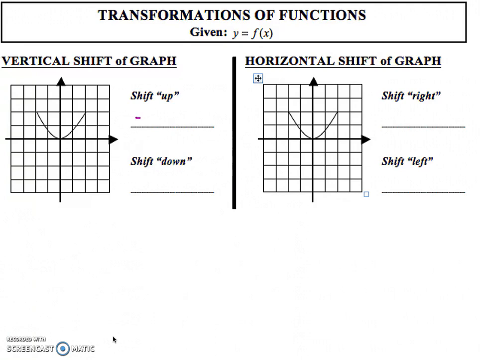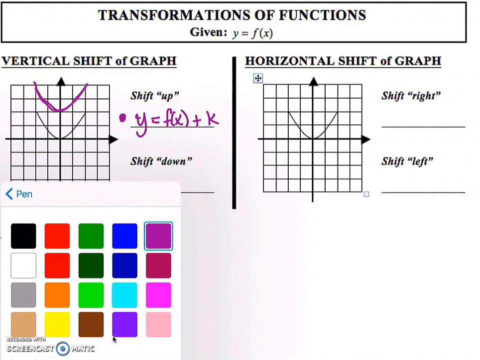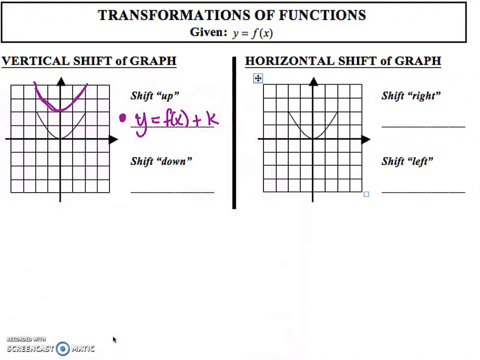So the first thing we're going to talk about is a vertical shift, a shift up. This would look like y equals f of x plus some k value. We usually use k to represent a vertical shift up. And I'm going to color code this here. So if we were shifting up, then our graph would just look like this. Then if we were going to shift down, we would have y equals f of x, and then this would be a negative value for our k value, and then it would do this to our graph.